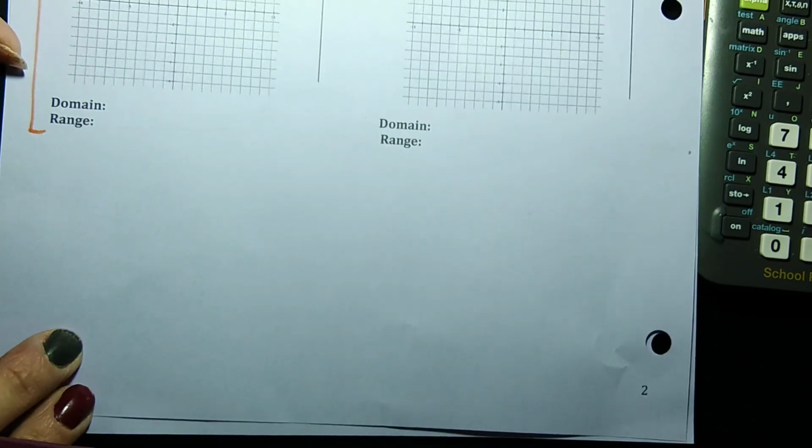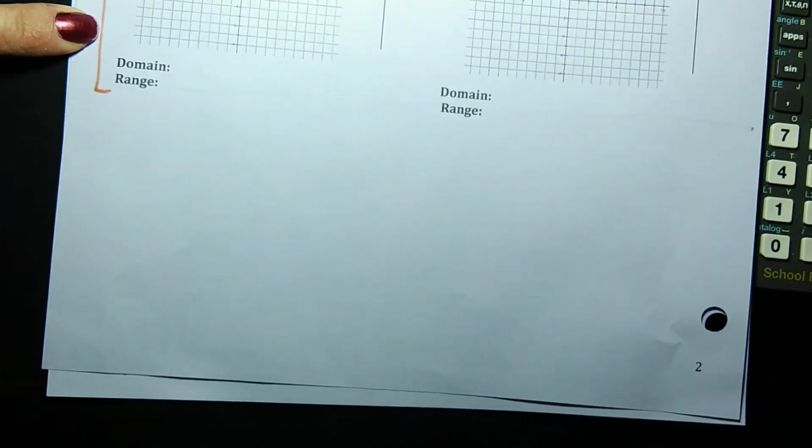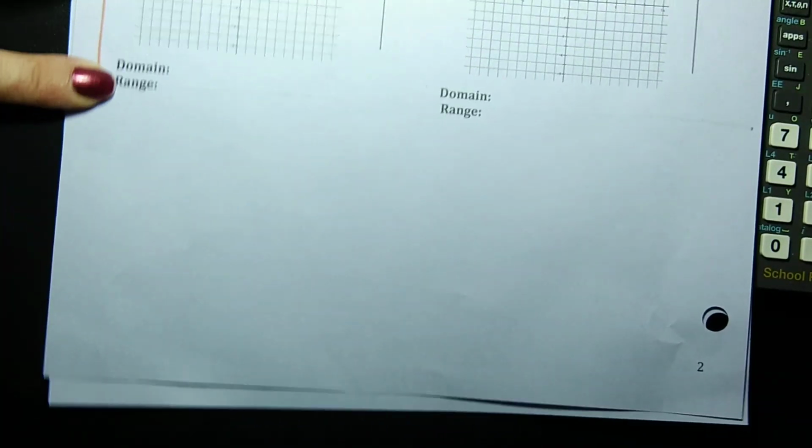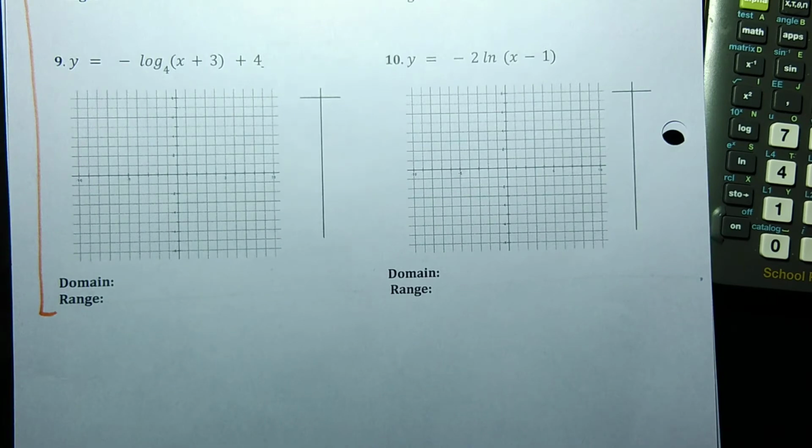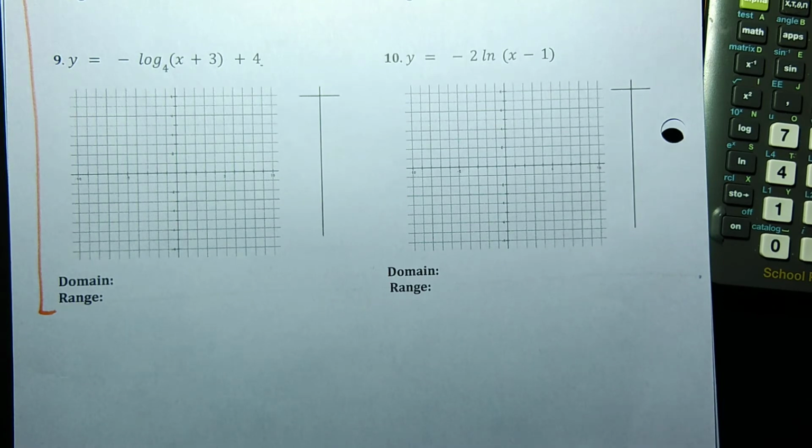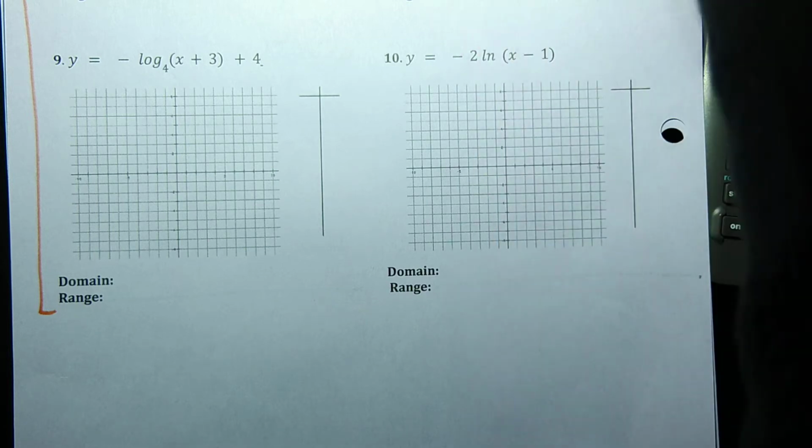So let's go ahead and start with number nine. I'm going to give you a few minutes to try the first couple of steps, state the transformations, find the asymptote. And then if you get done with that, you can start trying to rearrange it. So state the transformations, find the asymptote first.